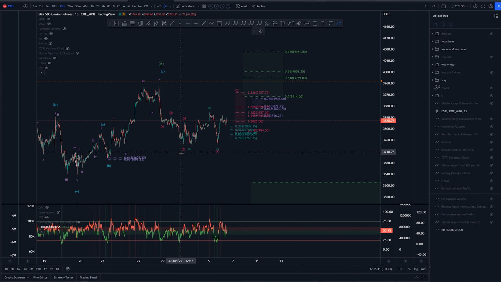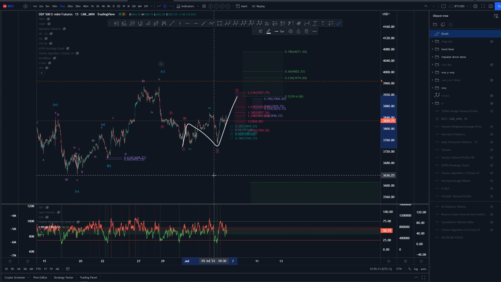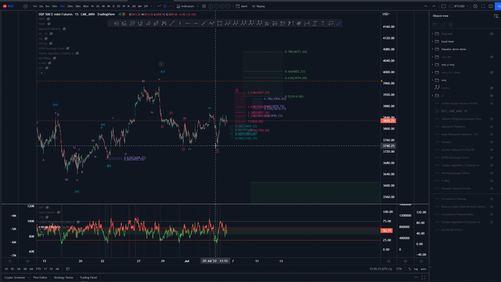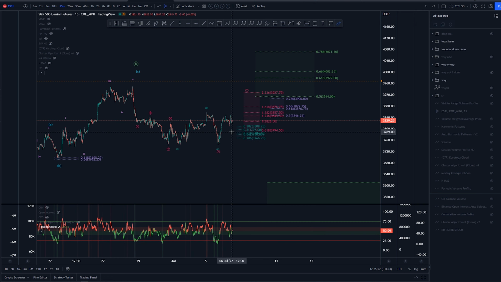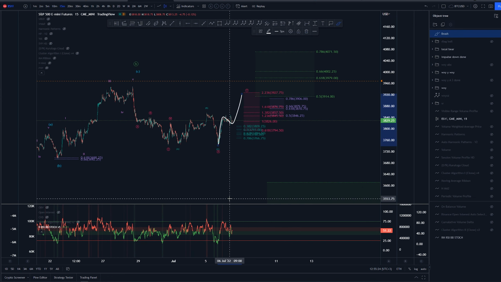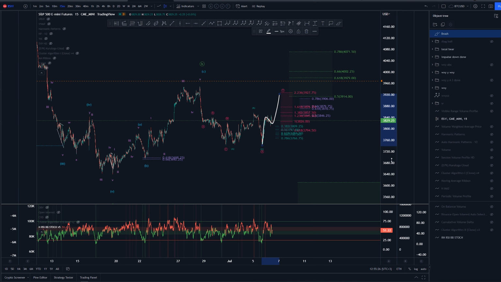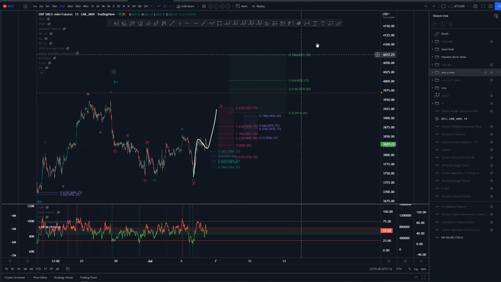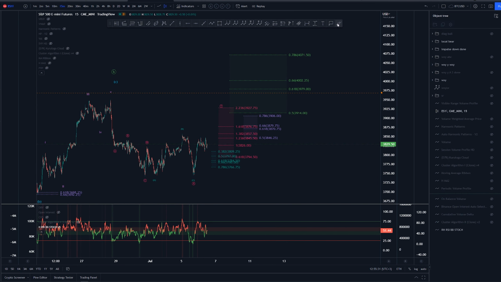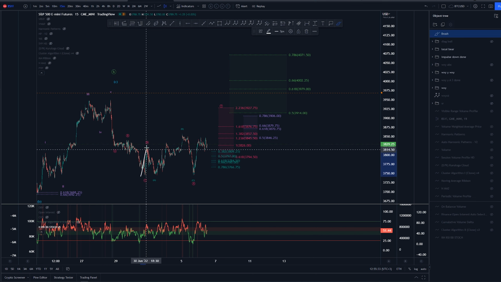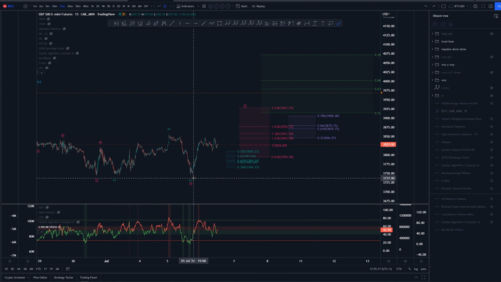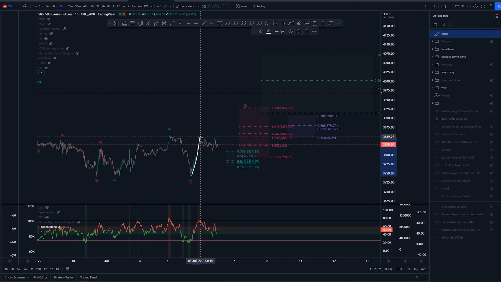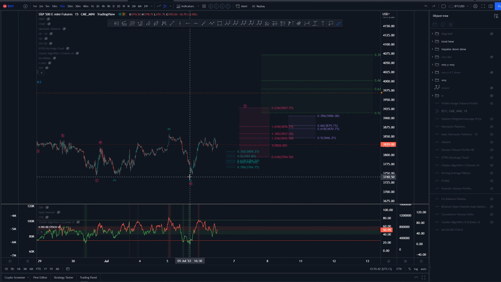And why I've labeled this structure here as a WXY is just because of the structure we had yesterday, saying that we have this kind of structure. I'm expecting this to be something like this, but we'll see what happens. Why am I not thinking of this as an ABC overall on this micro count or the red count? It's just because it looks better with this 3-wave structure here rather than 5.